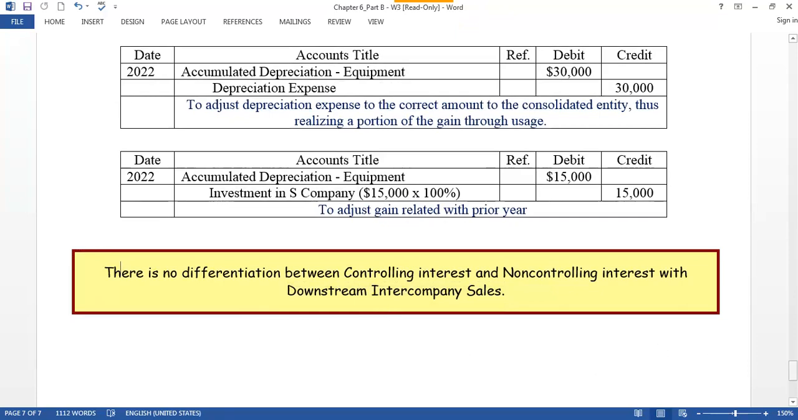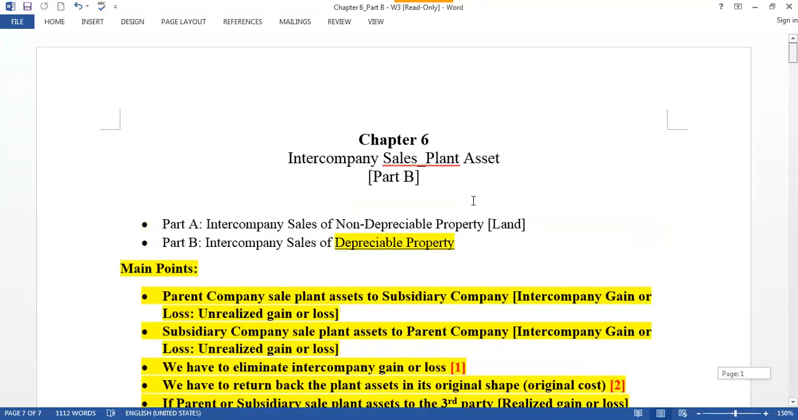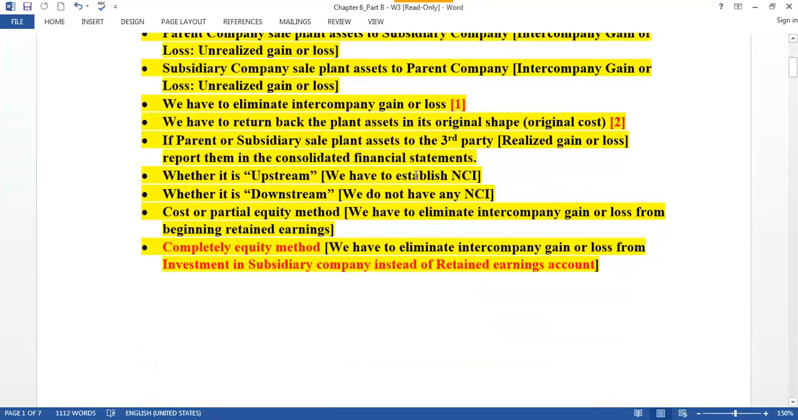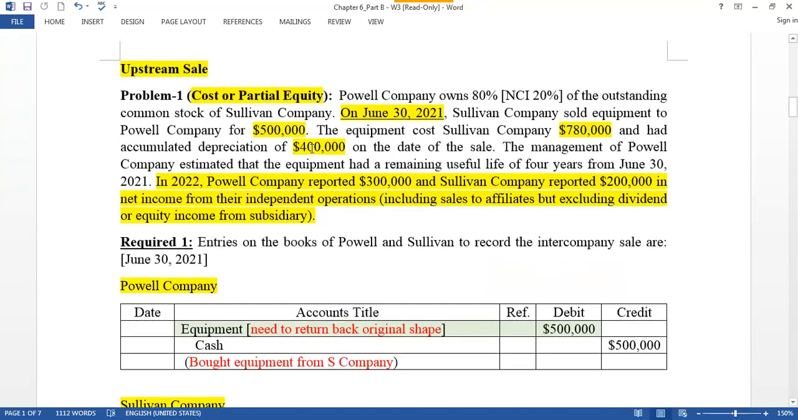Okay, this is all about this chapter. You can expect two questions from part A and one question from part B. I will have the same thing, just change the number.